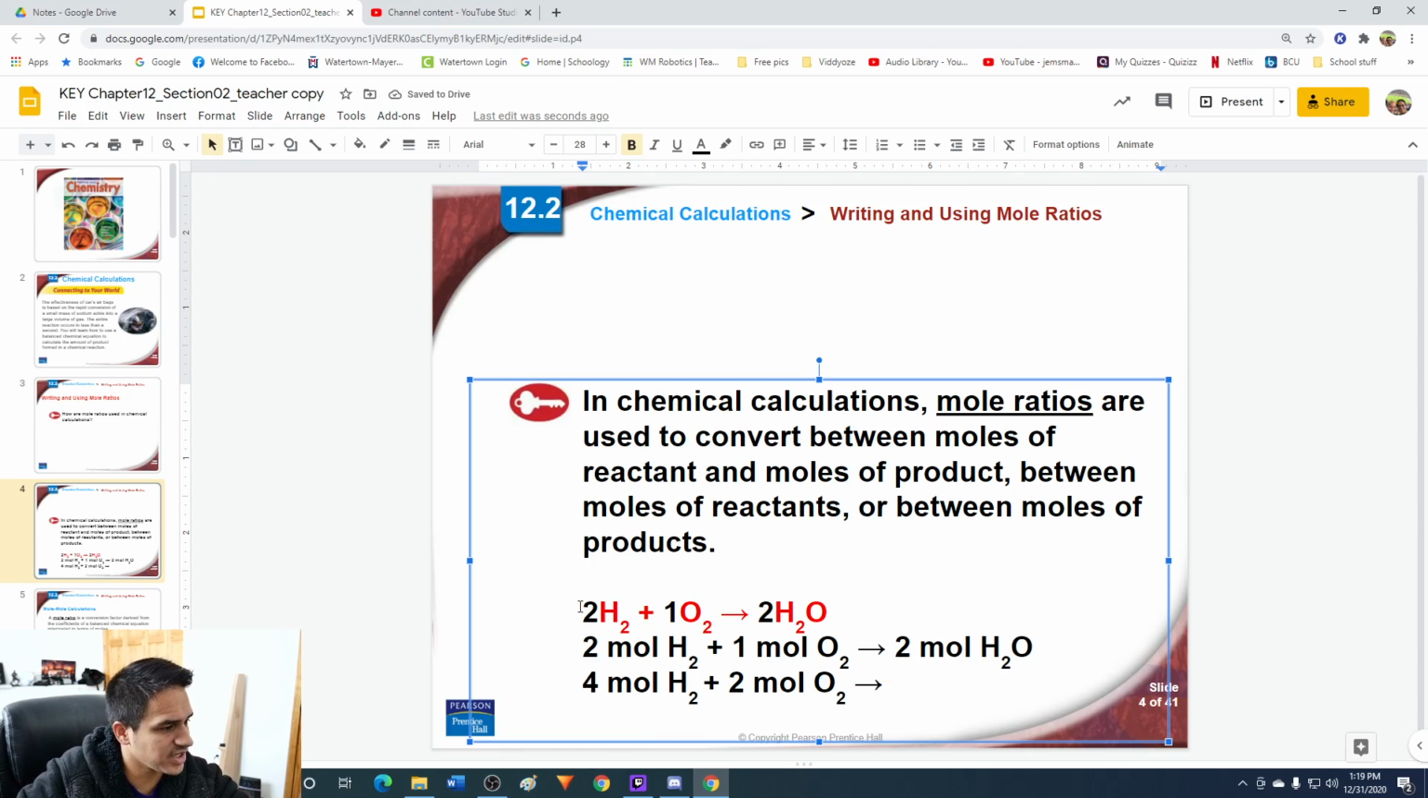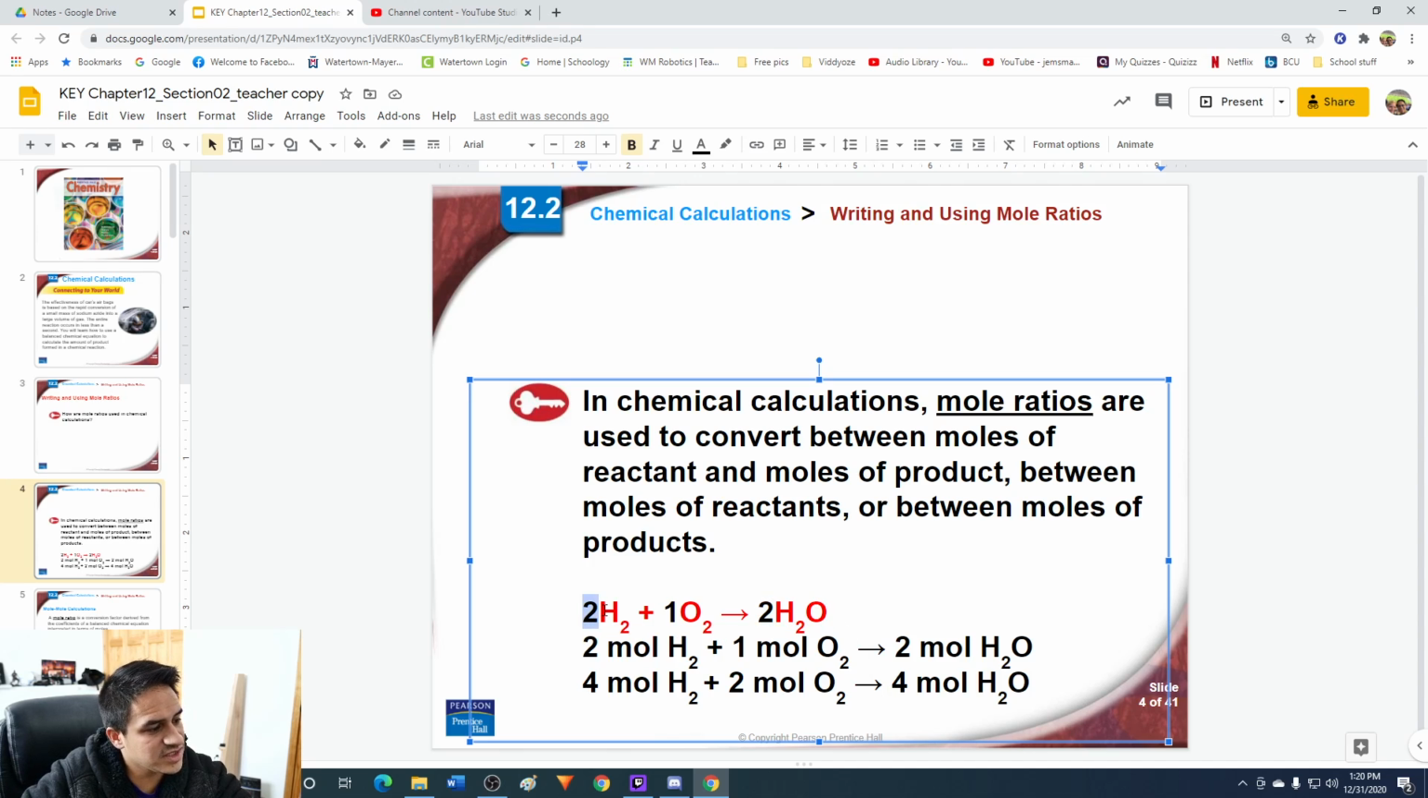Also, in the reaction, for every 2 moles of hydrogen that I begin with, I will make 2 moles of water. Basically, this is a 1-to-1 ratio. So the exact same amount of moles of hydrogen that I begin with, I will get the exact same amount of moles of water in the end. So if I start with 4 moles of hydrogen, I'm going to get out 4 moles of water, because it's a 1-to-1 ratio between these two things.